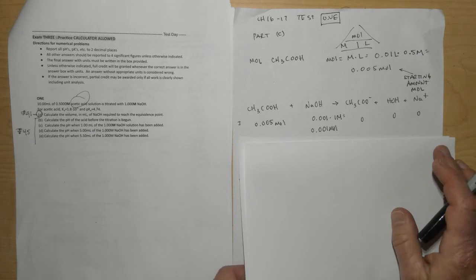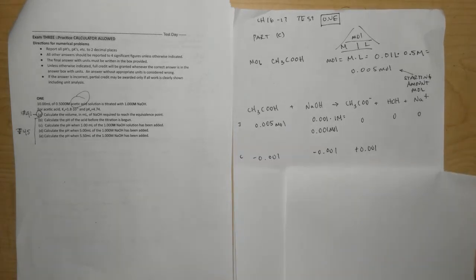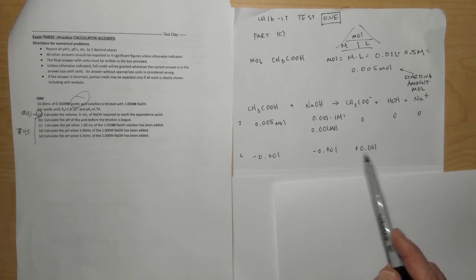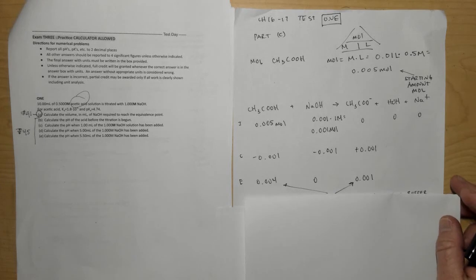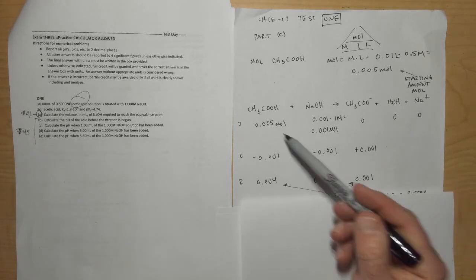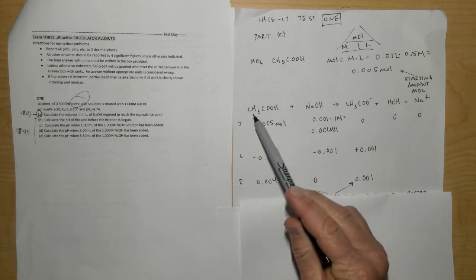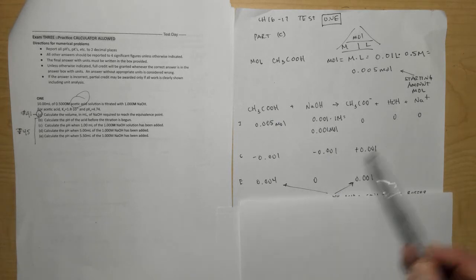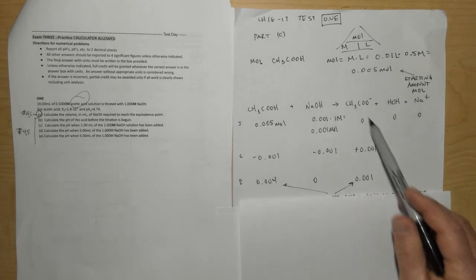Now when the change happens, I'll use up all of the smallest ones. So all of this will go away. I will lose 0.001. I will lose 0.001, and I will gain 0.001 over here. And then at the end, at equilibrium, or at the end of the stoichiometry part anyway, I'll do 0.005 minus 0.001, and I'll have 0.004 of the CH3COOH. I will have 0 of this left because it's all used up, and I will have 0.001 of this stuff created because it's a 1-to-1 ratio right here.